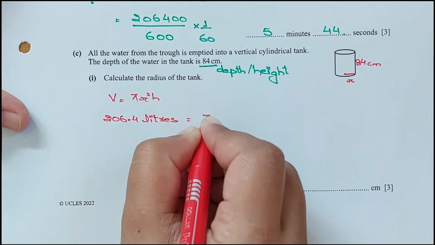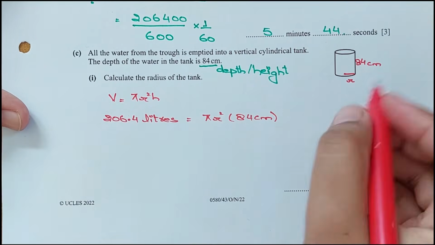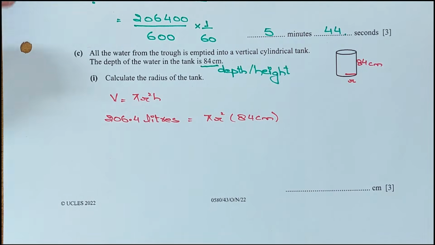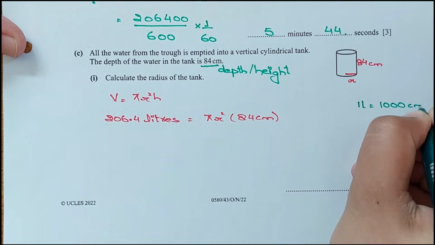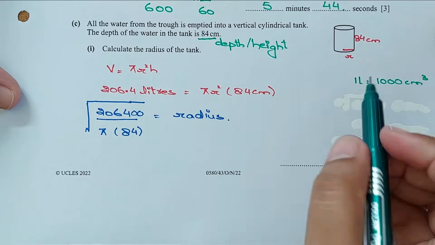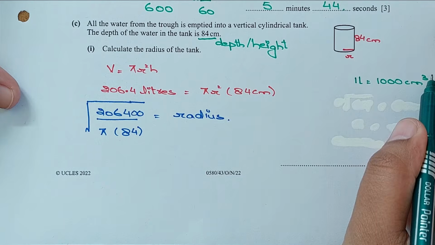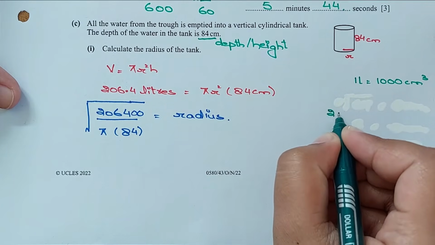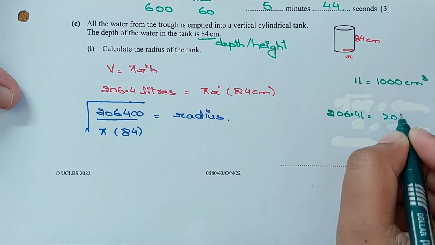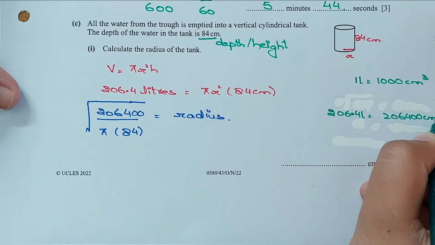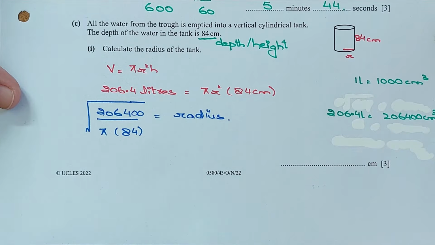And this would be equal to pi r squared times height, and the height is 84 centimeters. So we have to convert liters into cubic centimeters. We know the conversion that 1 liter is equal to 1000 cubic centimeters. So it means 206.4 liters is equal to 206,400 cubic centimeters. So this term is in cubic centimeters and this term is in centimeters, right?